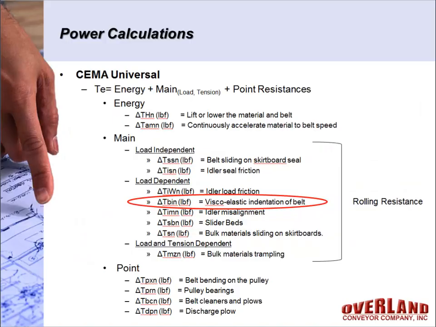This is a recap of all the resistance methods. It was first published in CEMA 6th edition as a universal method. Energy losses, lifting and lowering the load. At the bottom there, point resistances for pulleys and belt cleaners and plows, etc. The main resistances are what we're going to talk about today, 3 of these, but first of all we're going to talk about the viscoelastic indentation of the belt, or the rubber rolling resistance.